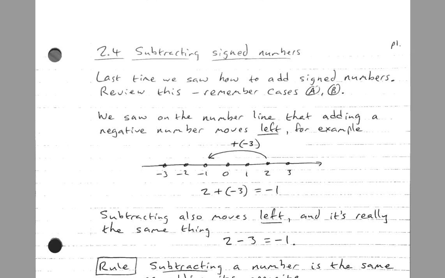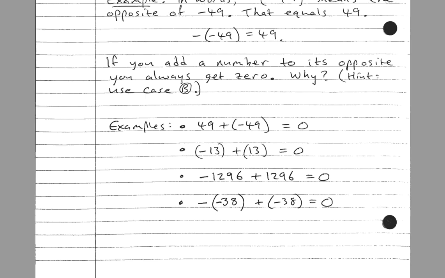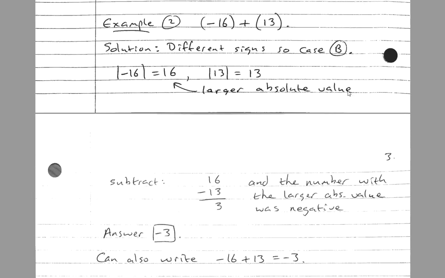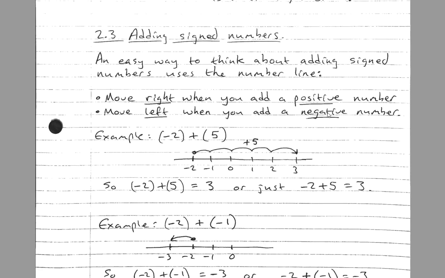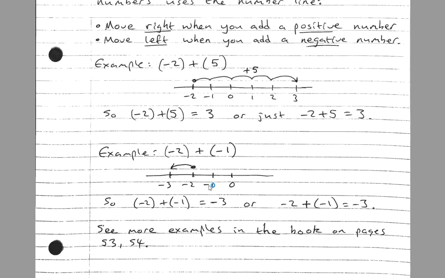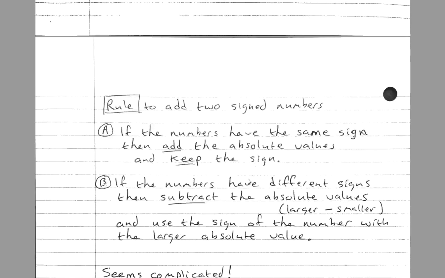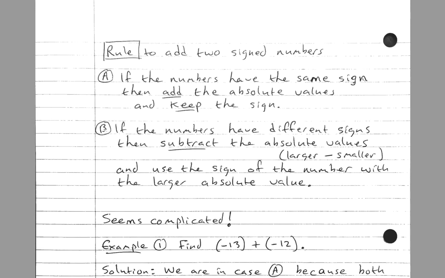We're continuing in chapter 2. So we remember last time, just to remind ourselves, we were adding signed numbers. If you add a positive number, you move right on the number line. If you add a negative number, you move left. And the key thing to remember is this rule for adding two signed numbers.